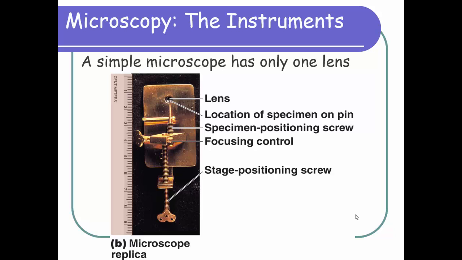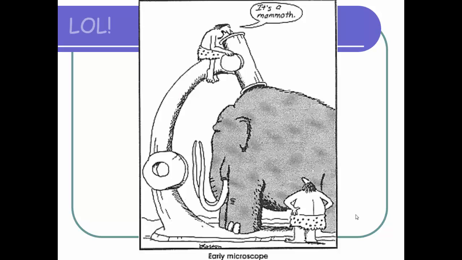A simple microscope has only one lens. For example, here in this replica of Leeuwenhoek's microscope, there is a single lens. You'll notice that I like to have cartoons or other pictures in here, and so I put in this Far Side cartoon of It's a Mammoth.